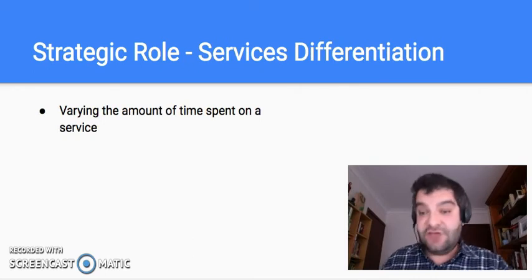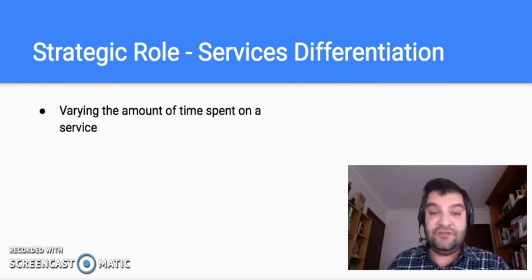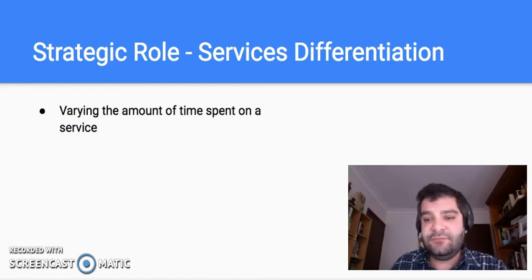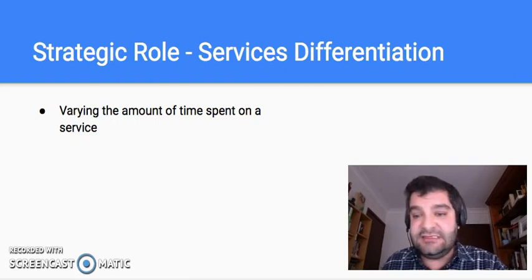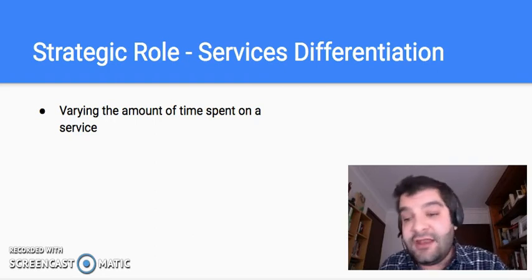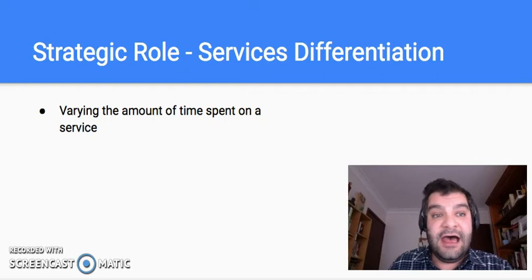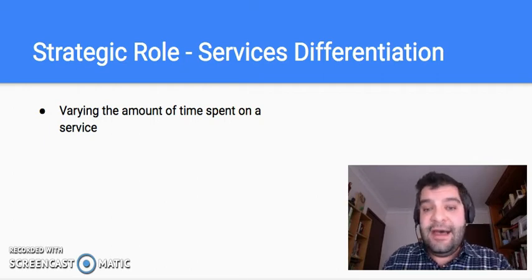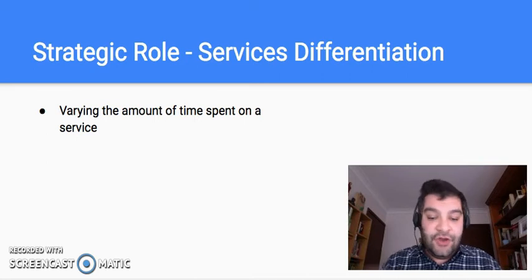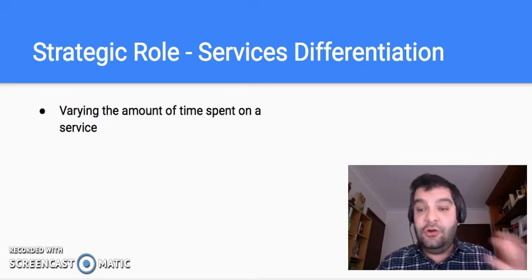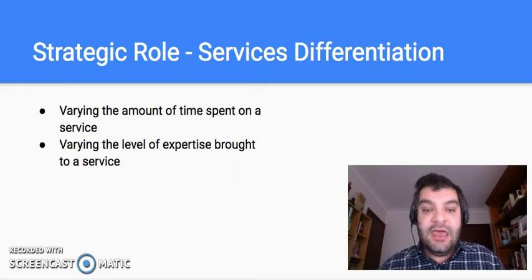You can do this with services as well, not just goods. So, varying the amount of time spent on a service. Someone that does your taxes might take an hour to do your taxes as opposed to half an hour, but within that, you're offering them a lot more in the service. You might also be offering bookkeeping, or giving them a tutorial on how to do things themselves.